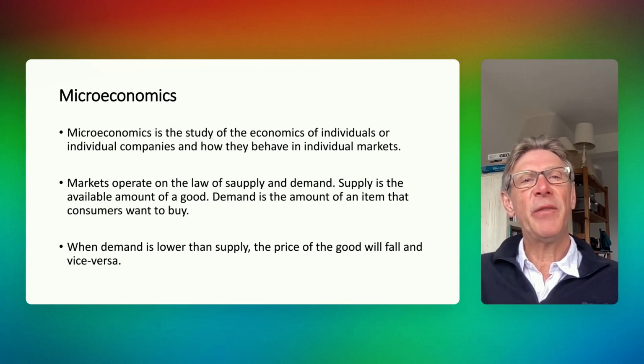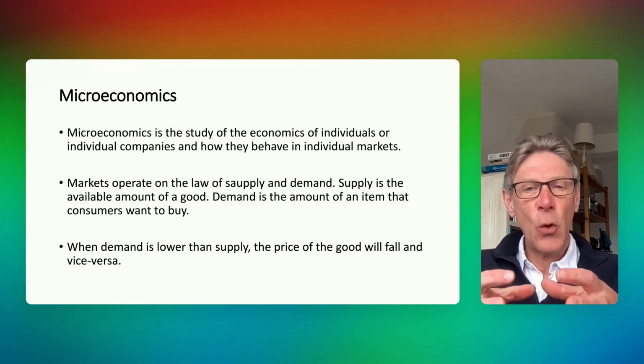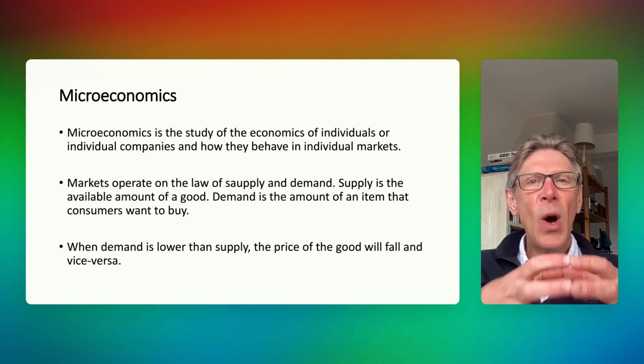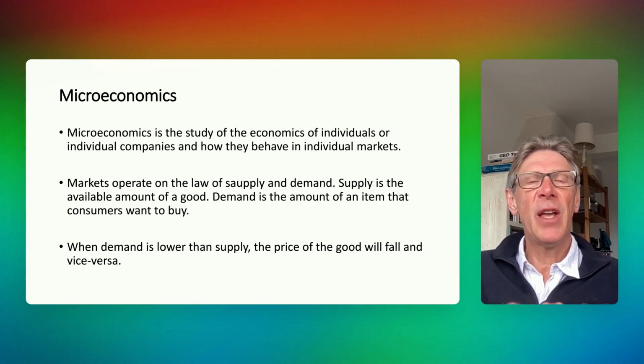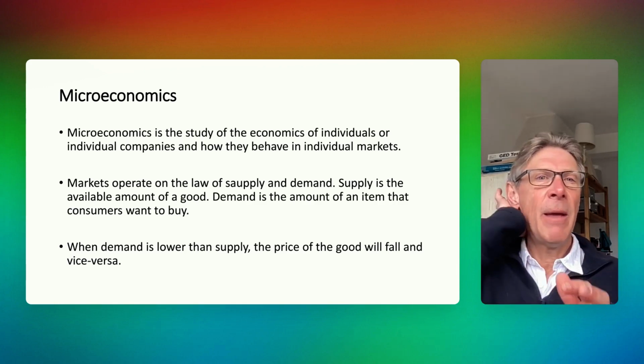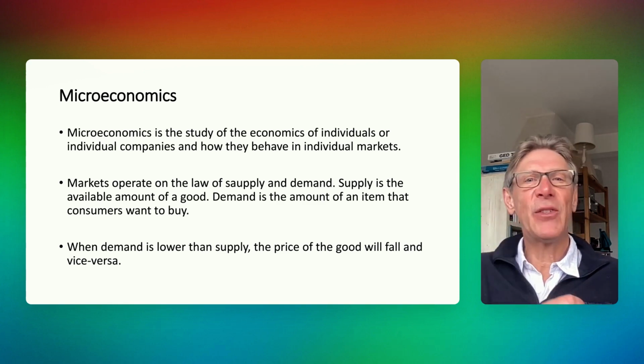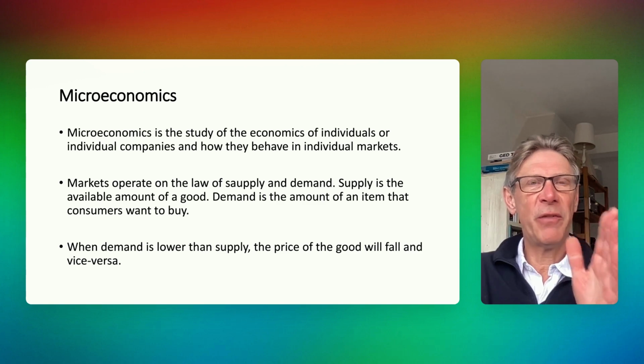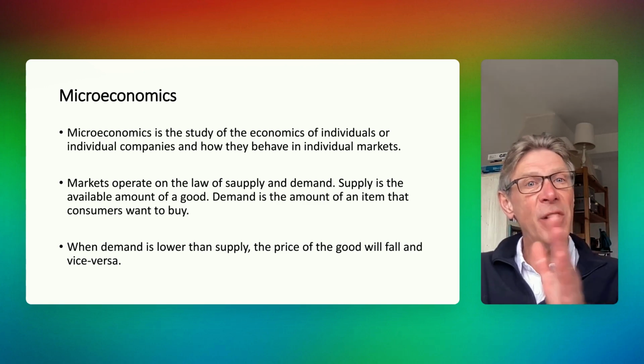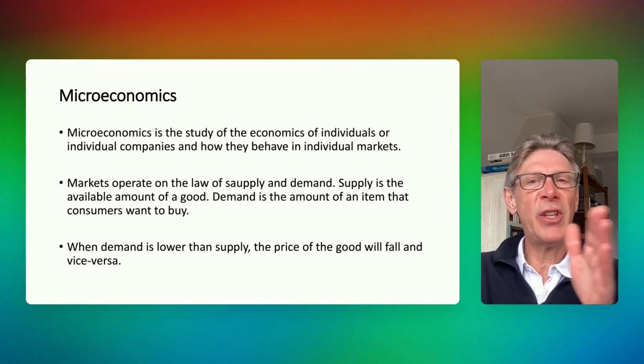There are two kinds of economics, microeconomics and macroeconomics. Microeconomics is the study of small things, so one business, one individual or group of individuals, and how they behave. Maybe it's a business that makes just one thing only, and what is the cost of it? What is the demand for it? What is the price that you set of it?